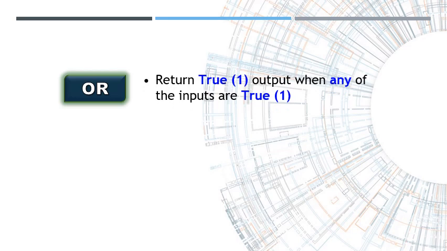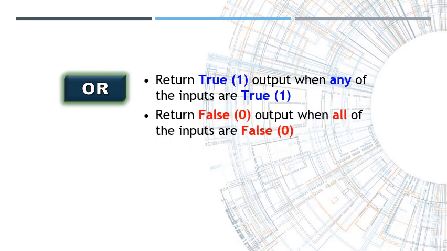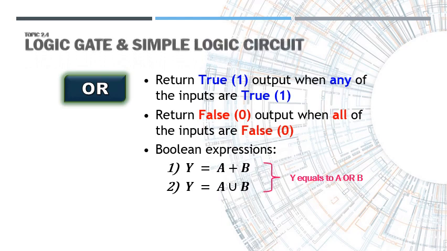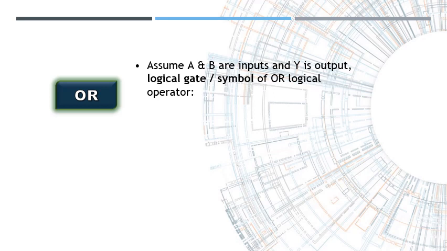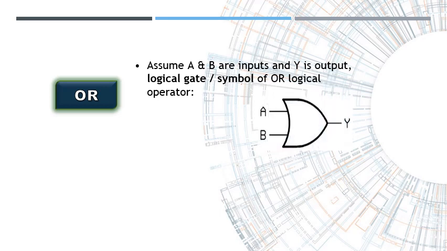OR returns true, which is 1, as output when any input is 1. But it will return 0 as output when all the inputs are 0. So the Boolean expression here is Y equals A OR B. For OR, assume A and B are inputs and Y is output. So if you look at the logic gate here, this is the symbol of OR. A and B are inputs and the output is Y.